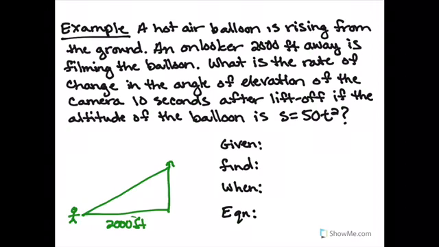What is the rate of change of the angle of elevation of the camera? So this onlooker's holding a camera, they're filming it. Elevation is the angle above the horizontal. That's the definition of an angle of elevation. So our angle, theta, is right here where the person is. And we want to know the rate of change of the angle of elevation of the camera. So we're trying to find d theta dt.